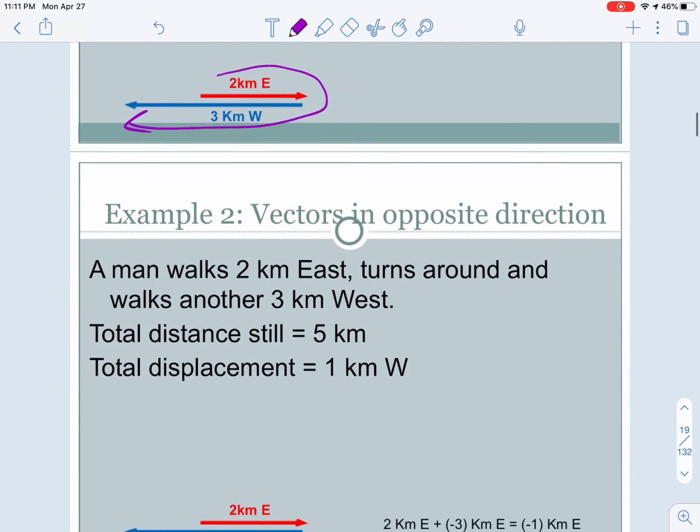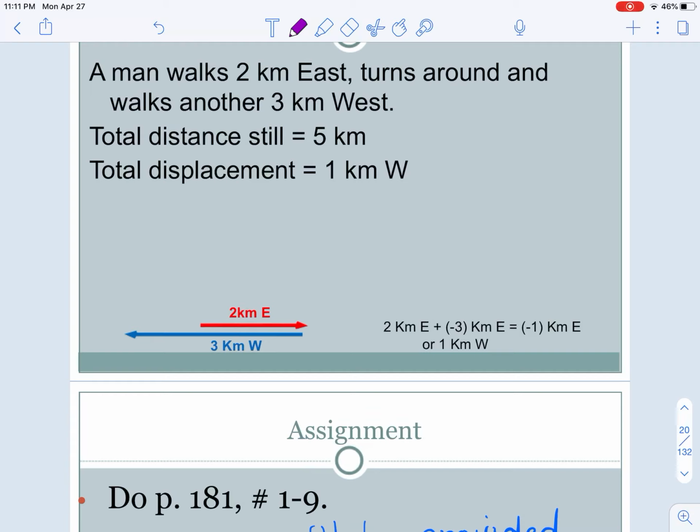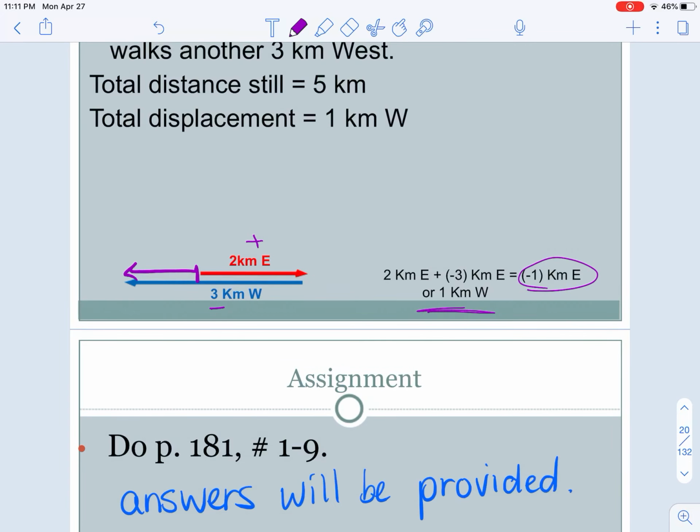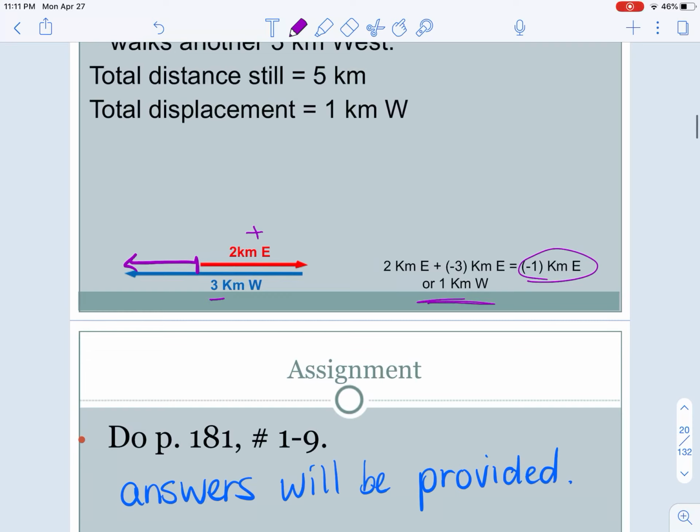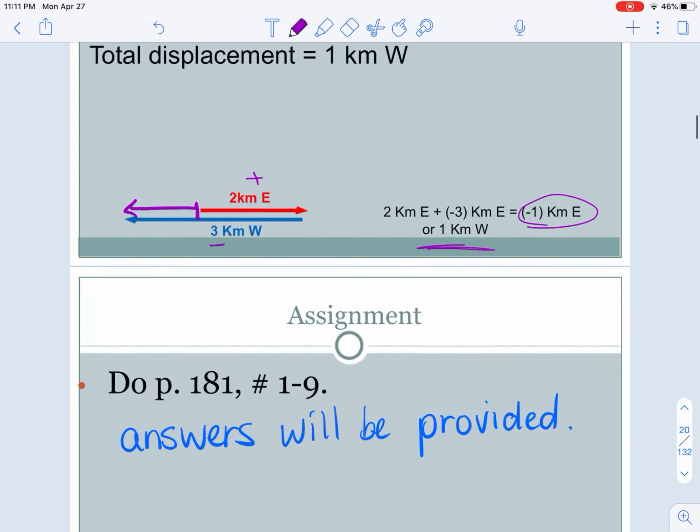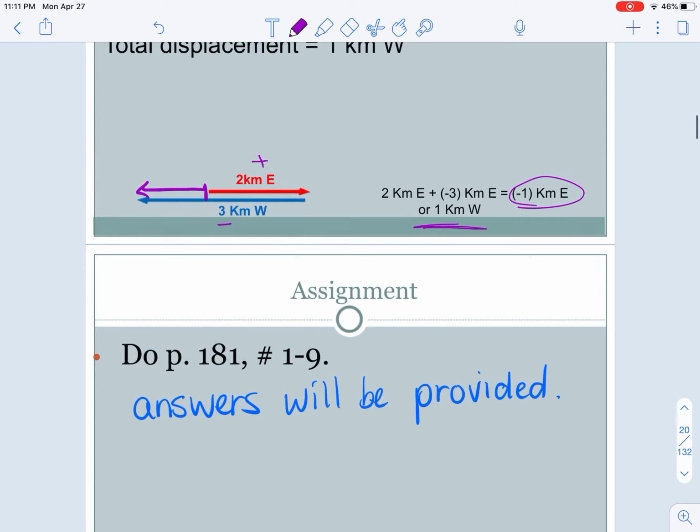If you go 2 kilometers east and turn around and go 3 kilometers west, now you have to say that it was 2 kilometers in the positive direction and 3 kilometers in the negative direction, which gives you a total of minus 1 kilometer east, which is the same as having gone 1 kilometer west compared to where you started off with. So you can see how the signs, the symbols, or the negatives and positives work in that.